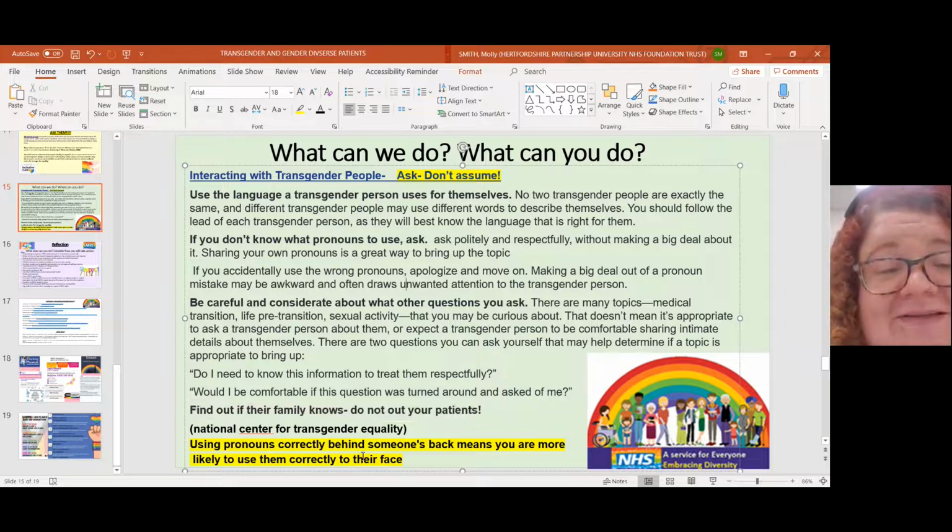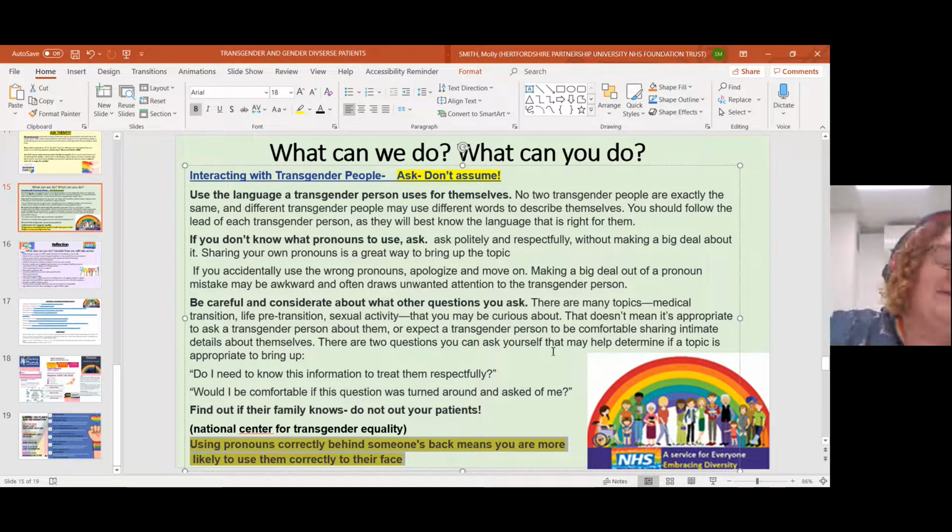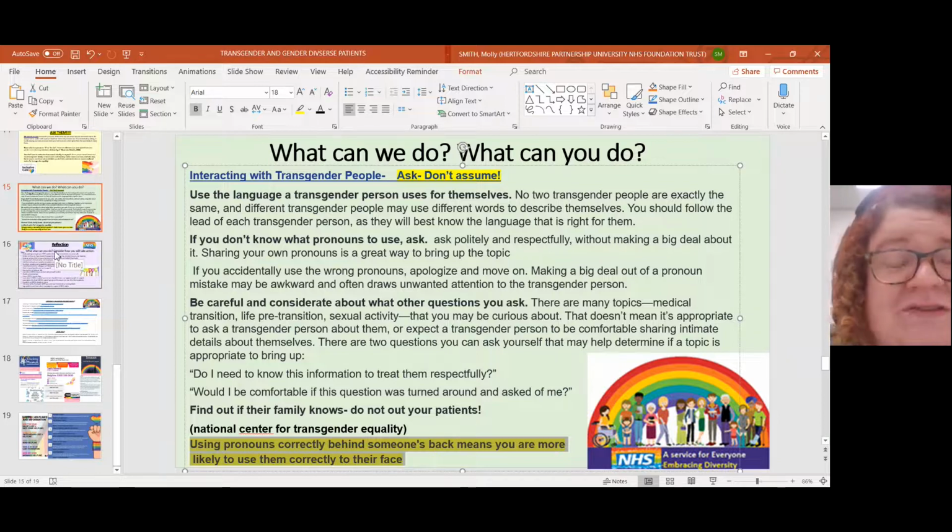There is also some research that shows that if you use someone's pronouns correctly behind their back, you're more likely to use them correctly to that person's face. So when you have your staff meetings, your MDTs, your handover meetings, make sure that you are using that patient's proper name and proper pronouns, even when the patient isn't there, because you're more likely to use them correctly that way. Very important. We all get in that habit. And also just see that person as what they identify with. If they identify as male, see them as male, use their male name, male pronouns. If you just treat them as who they are, then you're generally less likely to make mistakes as well.